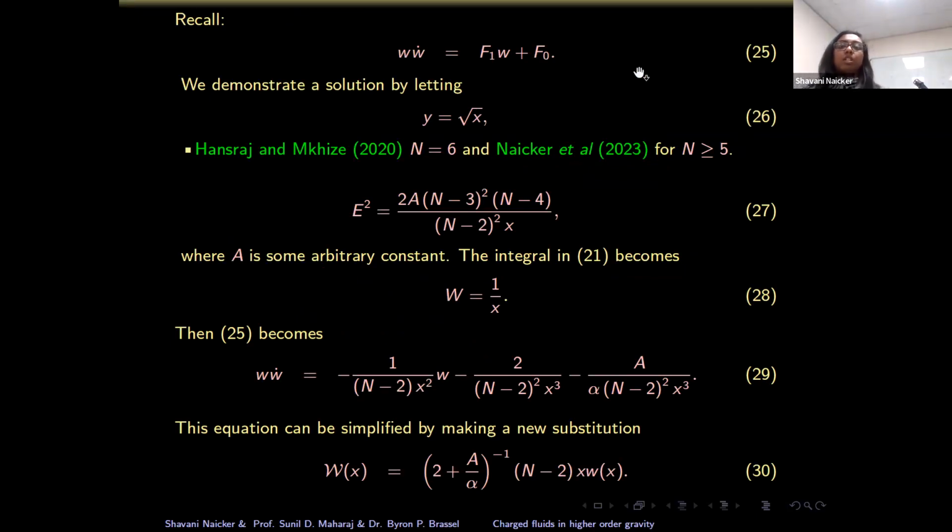So we demonstrate a solution by choosing y of the form given in 26. Now, this choice was made in Hansraj and Chilambwe 2020 for n equals 6, and more recently by Naicker et al. 2023 for n greater than or equal to 5 for a neutral setting. Further, we then need to specify the electric field intensity, and this is provided by equation 27. So with 26 and 27, where A is a constant, our charge parameter, capital W is defined in equation 28. It has a simpler form.